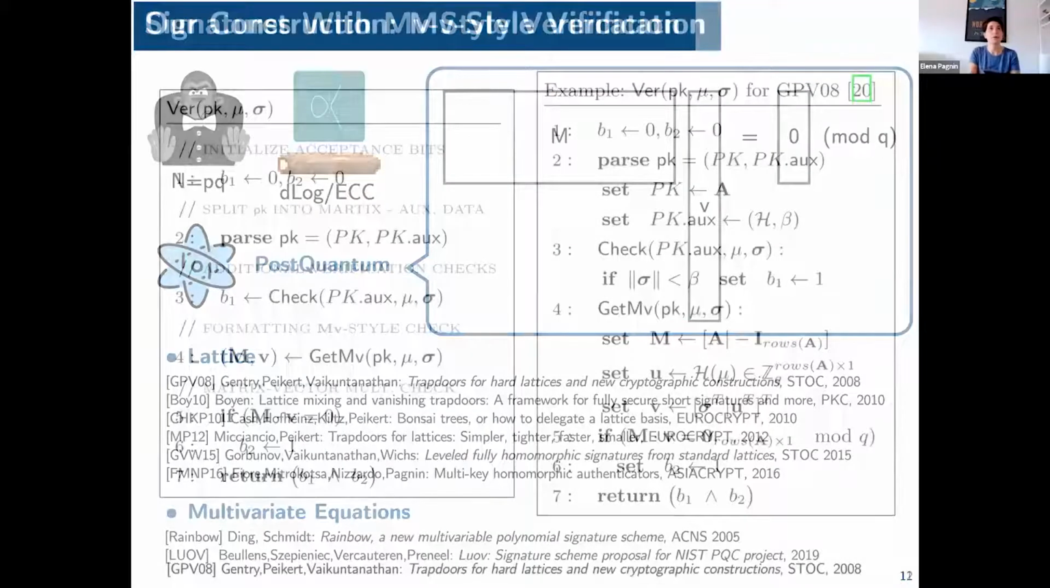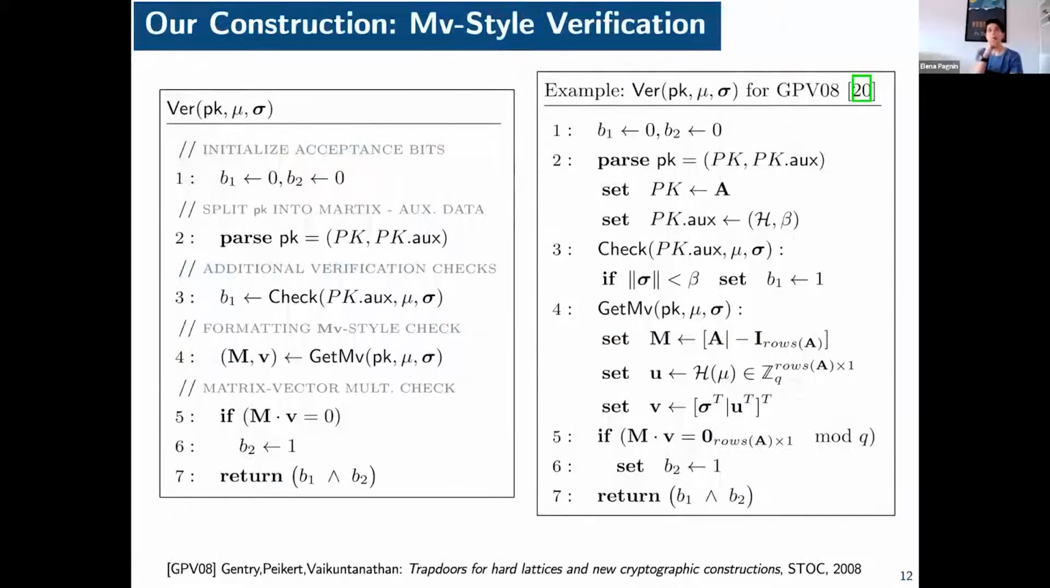Okay, so how do we build efficient verification for MV-style signatures with MV-style verification? Well, first of all, let's see an example. On the left, we showed our generic framework for MV-style verification. And on the right is an example, the Gentry-Peikert-Vaikuntanathan 2008 paper.